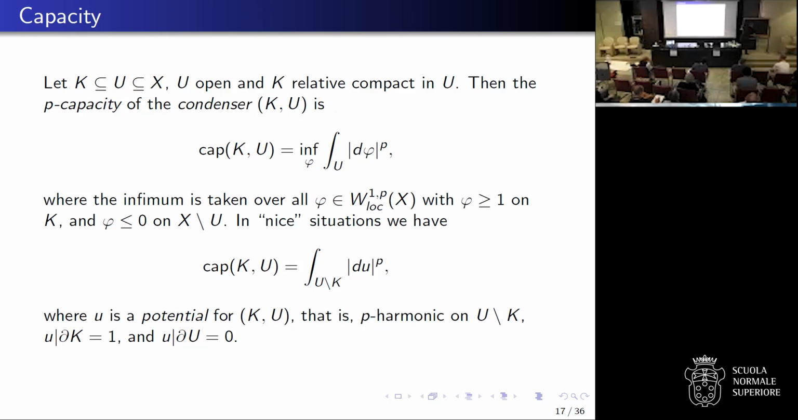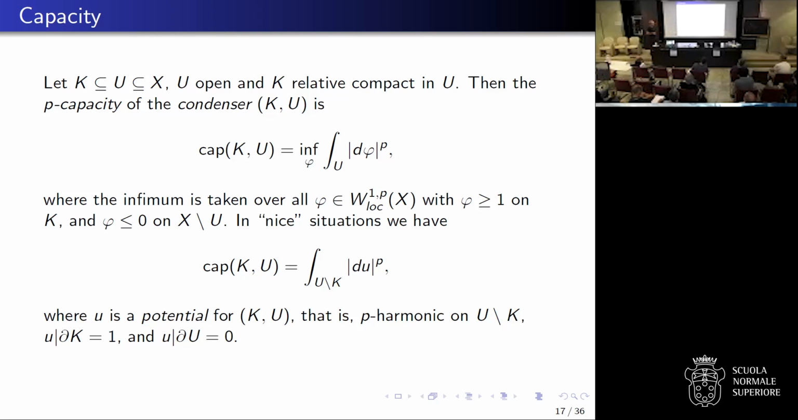So this is your space X, and this is the function phi. You have some compact set here, and some larger set U. Essentially the functions that you want to consider are functions like this: they should be greater equal 1 on K, and less equal 0 on the complement of U, and you look at the energy on this ring, on U, and you somehow want to minimize this.